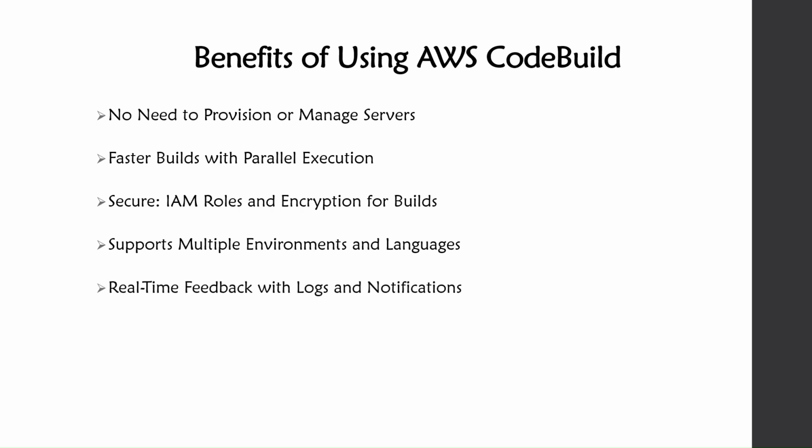So the next we have is real-time feedback with logs and notifications. AWS provides real-time logs through Amazon CloudWatch, which gives developers immediate feedback on their builds. This allows them to monitor progress quickly, identify errors, and address issues as they arise. Additionally, CodeBuild can be configured to send notifications to team members about the build status, helping teams stay informed and respond swiftly to a build failure or success.